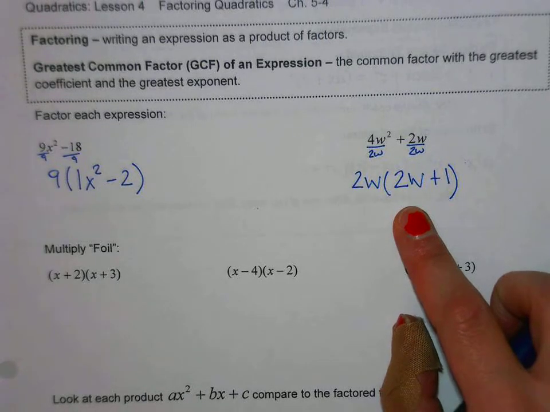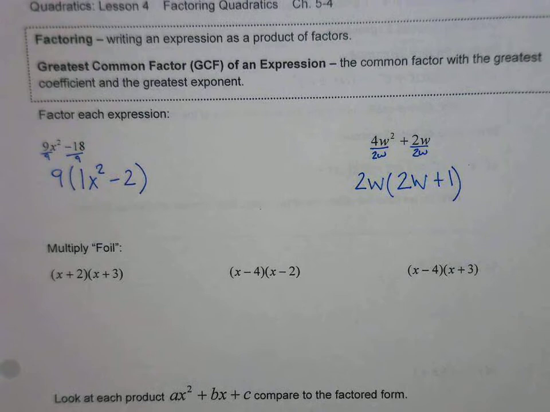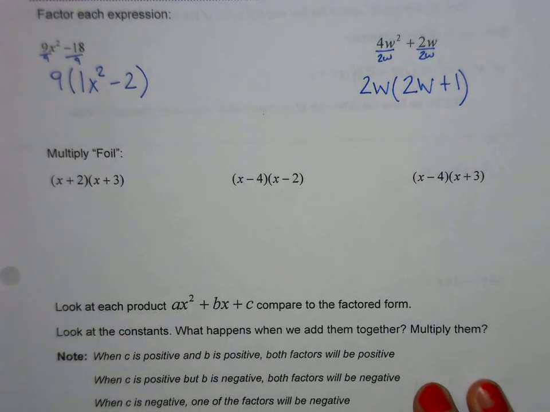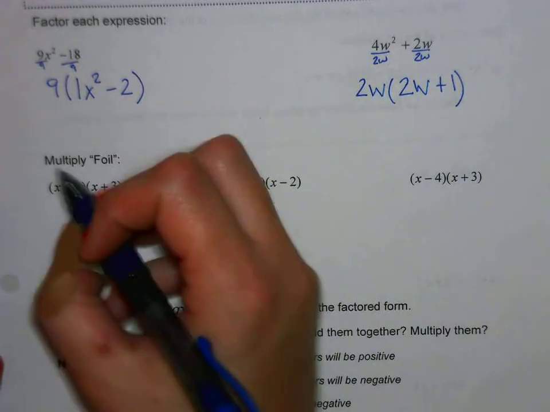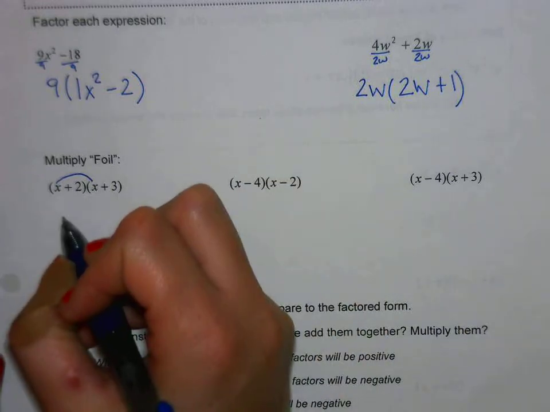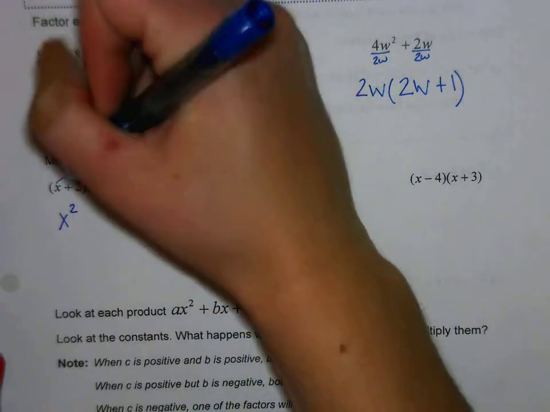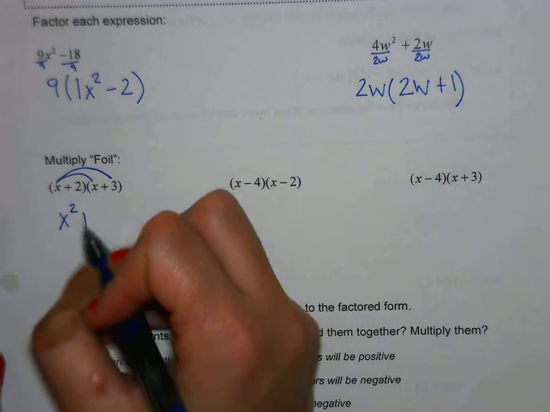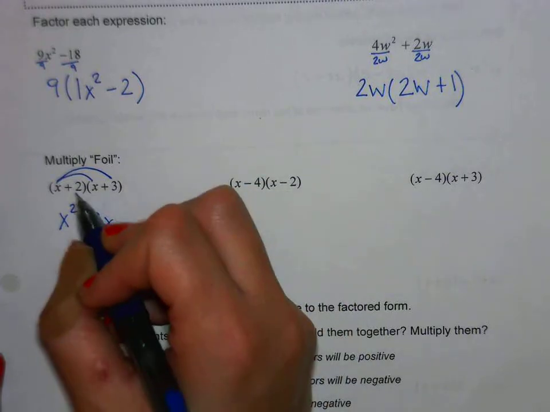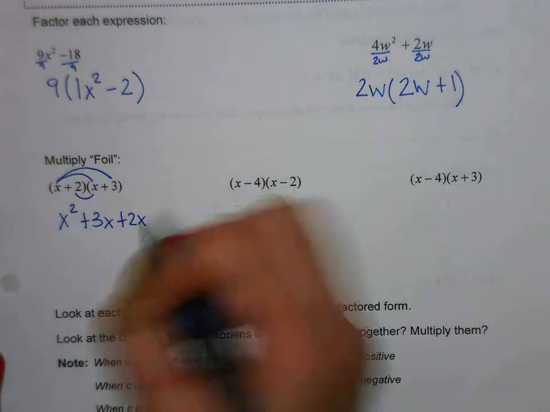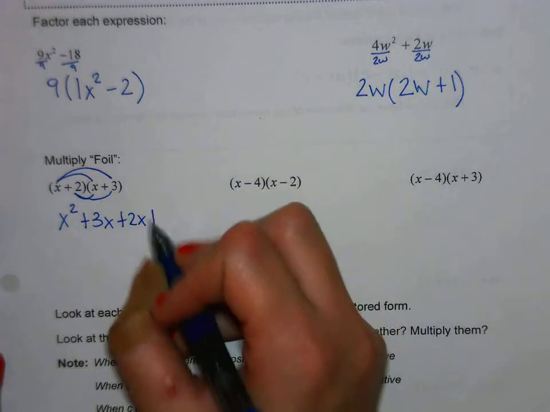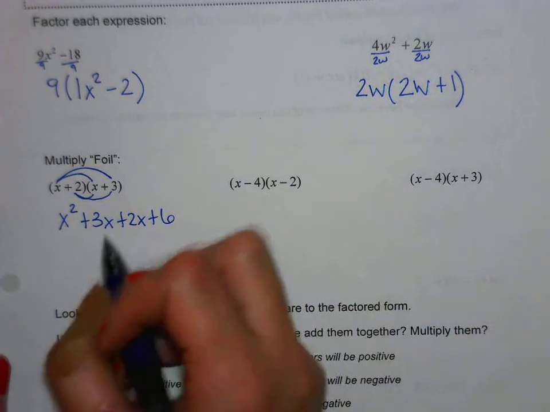Let's look back and remember how to FOIL. So when we FOIL, our first, x times x, is x squared. X times 3 is 3x. 2 times x is 2x. 2 times 3 is 6. So then to combine our like terms, 3x plus 2x, we have 5x.